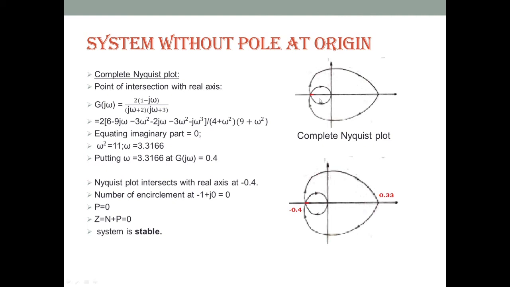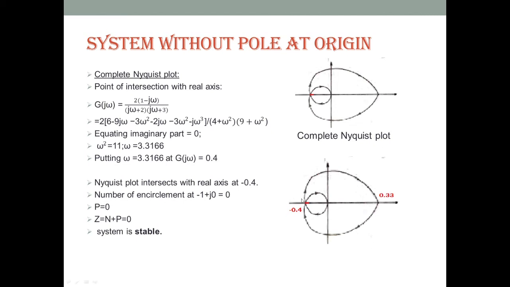Now this point is located on the left-hand side of the S-plane, and as we are using the mod sign, the value becomes positive here, but actually the point is located on the negative side, so it is minus 0.4.